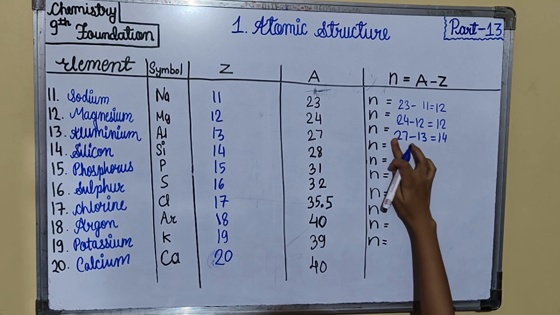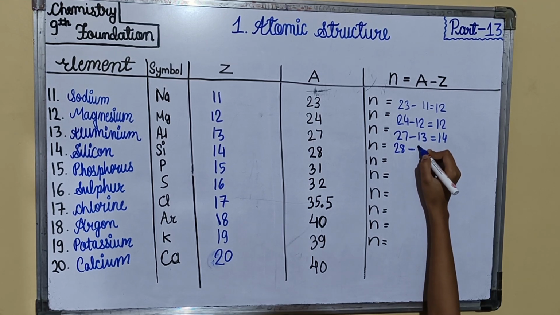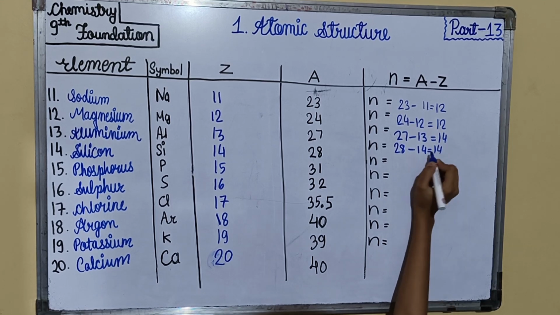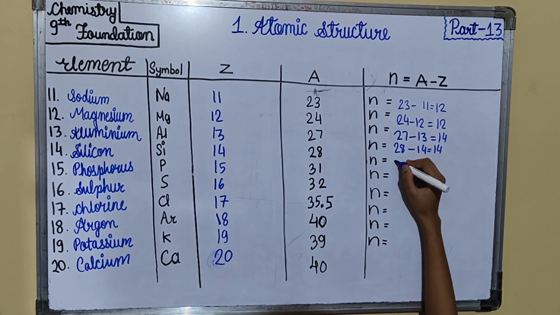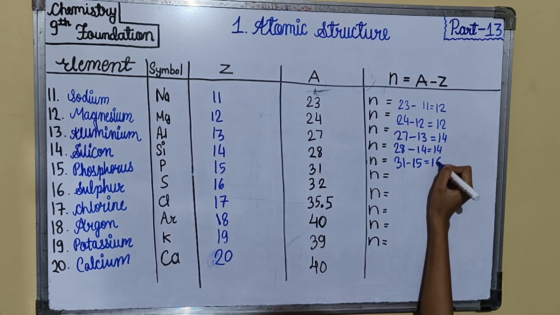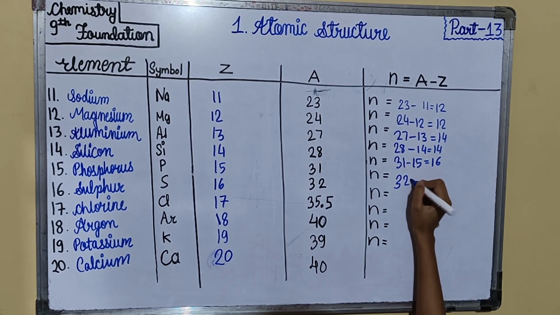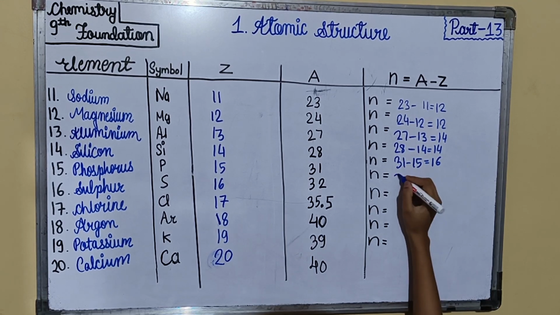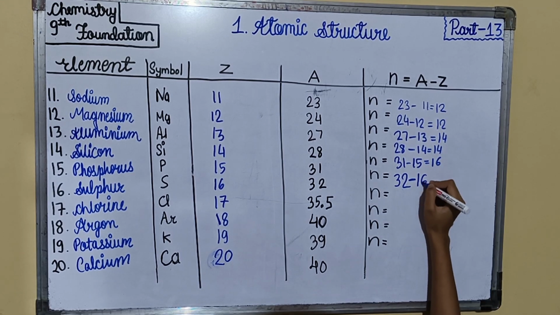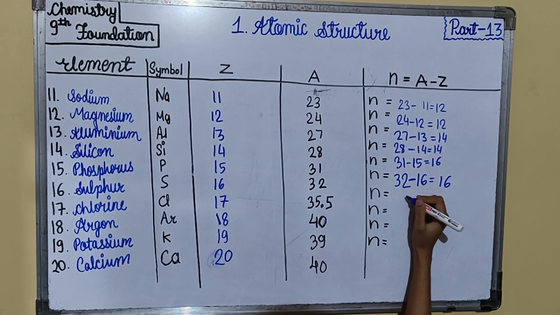Silicon's is 28 minus 14, which is equal to 14. Phosphorus is 31 minus 15, that is 16. Then sulfur is 32 minus 16, that is 16.